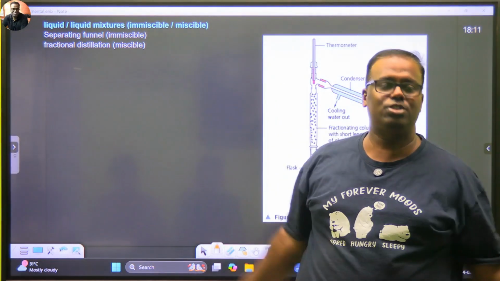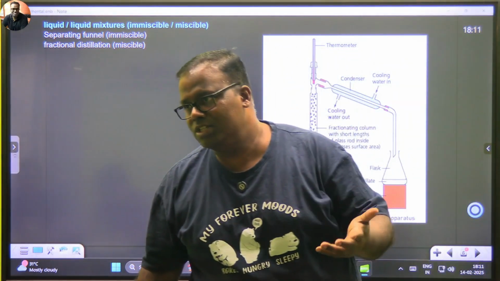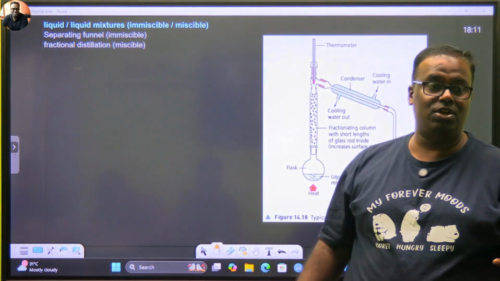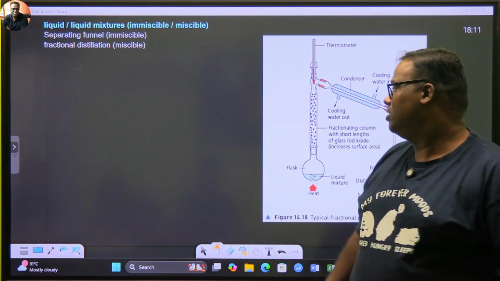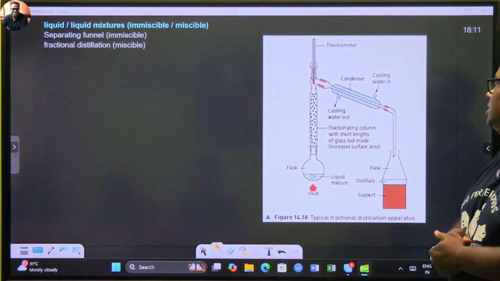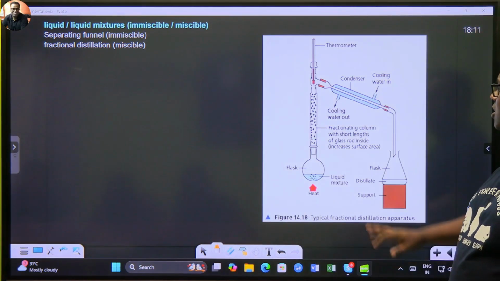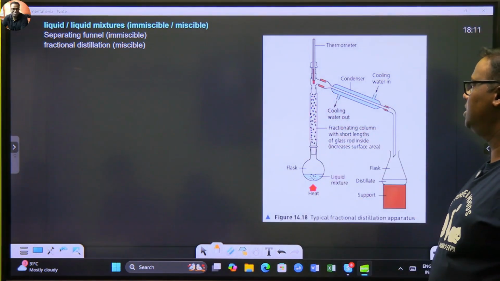So first nitrogen will come out. After that, oxygen comes out, and then argon comes out. Argon is very costly because there is very little of it in the atmosphere. Okay? So that also happens through fractional distillation. The column that we use is known as a fractionating column.